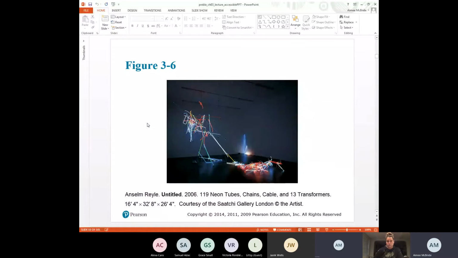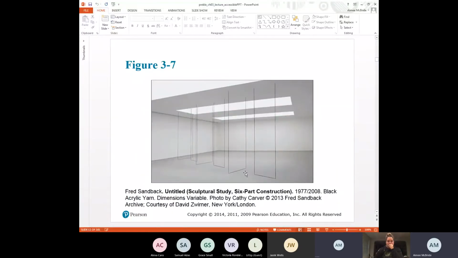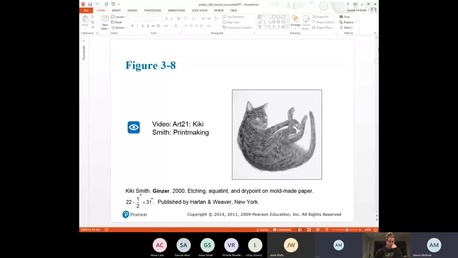So once again, a reminder that lines can help create masses. The lines here are the entire sculptural piece, so they have created the mass of the sculpture. And they also help to lead the viewer's eye. So some other characteristics of line, how we can see in Sandback's black yarn here. This gives us an implication that there are rectangles here. However, this is just yarn, using the line. And a very opposite, in comparison, example of use of lines. Lines can also help give us texture, such as the cat fur on P.P. Smith's Ginger, which was made with individual lines.